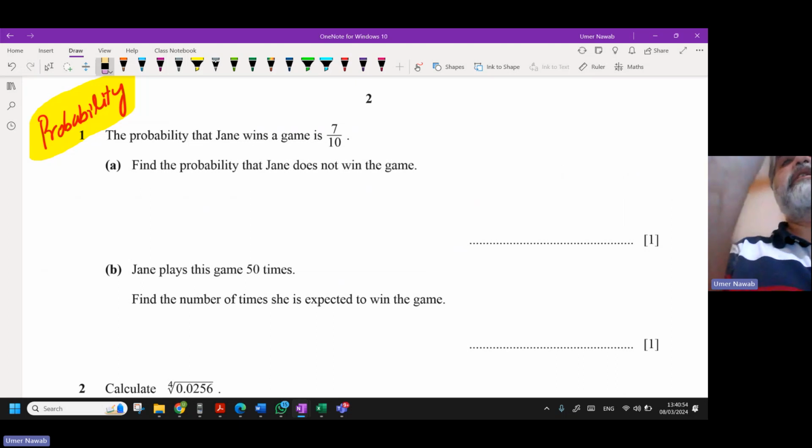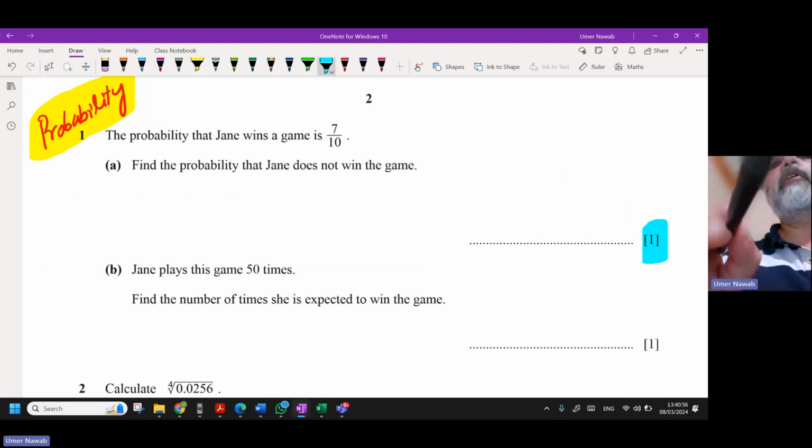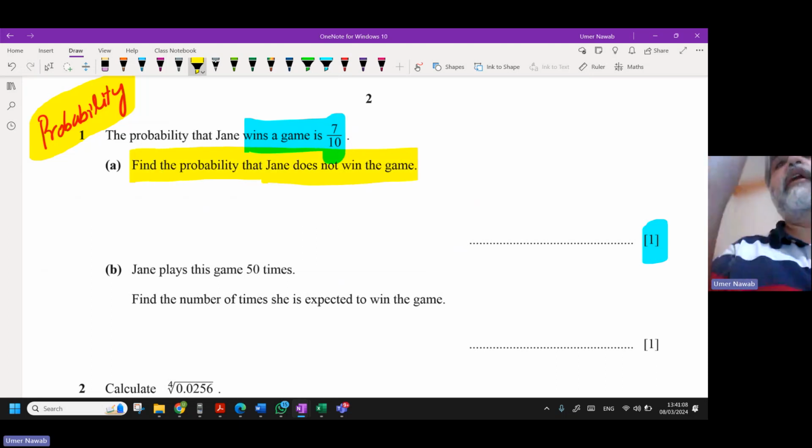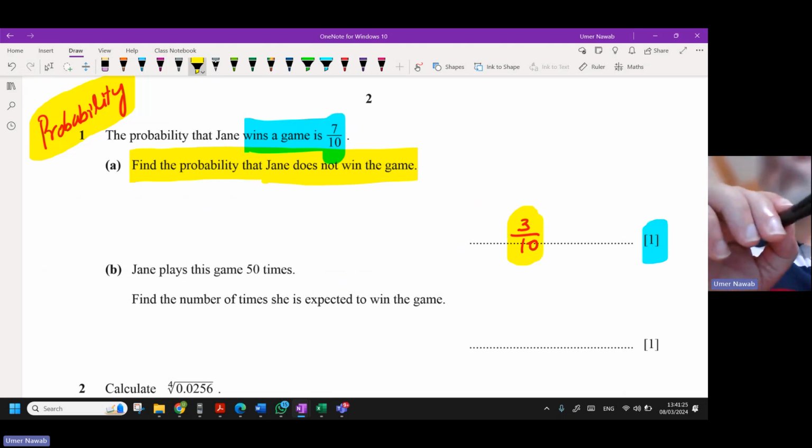How do we write this answer in the answering space? You can see the examiner has put only one mark. So 7 over 10 is the probability of winning. I am 100% sure the examiner will ask you about not winning. So if Jane does not win the game, the probability should be 3 over 10. Now, sometimes the examiner relates probability with statistics. Why am I saying statistics? Because I have data: the probability of only one game. So for one game it is 3 over 10.